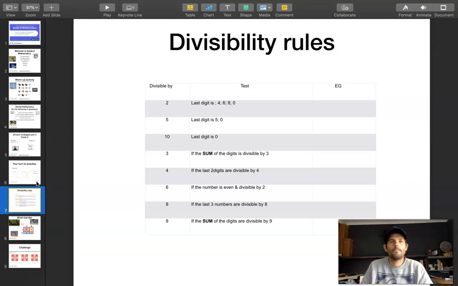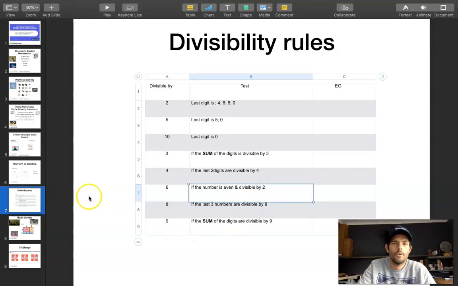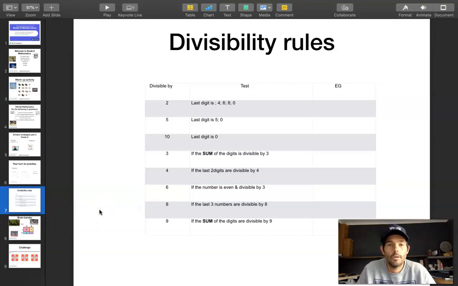Right, that's our division strategies for today. I hope they make your life a little bit easier. Most of them, 2, 5, 10, you guys will know already. But 3, 4, 6, 8, and 9 are really handy to save you a little bit of time when you're working things out.